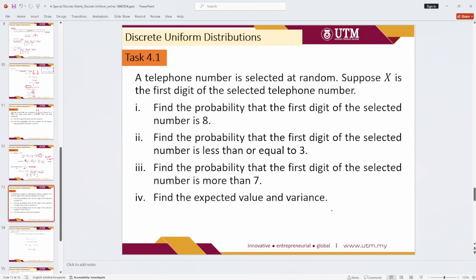Okay. So lastly, here's task 4.1 from your book, page 106. I want you to do this one first, and we'll discuss in 5 seconds. Just pause the video now if you want to give it a try.